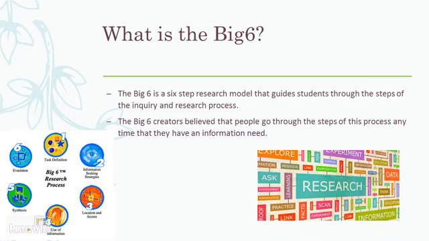So what is this Big Six process that's supposed to help us with our research project? The Big Six is a six-step research model that guides students through the steps of the inquiry and research process. The Big Six creators believed that people go through the steps of this process anytime that they have an information need, whether they realize it or not.